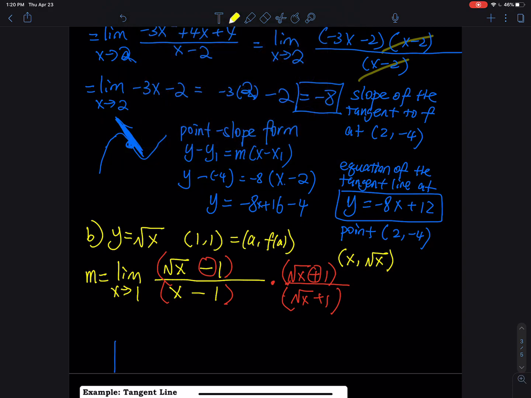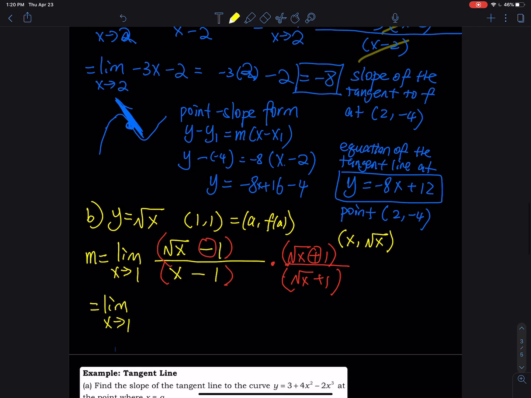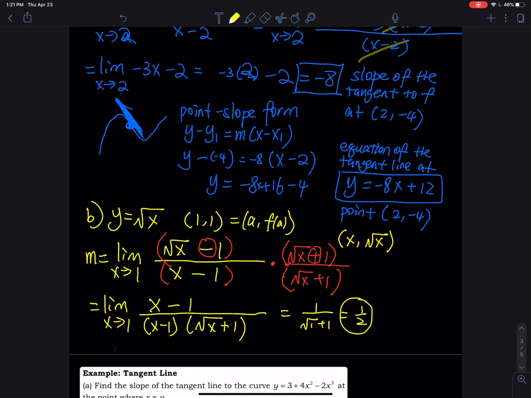So what is the result equal to? That equals the limit as x approaches 1. We have root x times root x is x, and then plus 1 plus root x minus root x, they cancel. And then you have a minus 1. And then the denominator, do not open it up, just do x minus 1 times the square root of x plus 1. And then you are able to get rid of the x minus 1, right? And then you plug in a 1, so you have 1 divided by the square root of 1 plus 1. That equals 1/2. This is the slope of the tangent line.